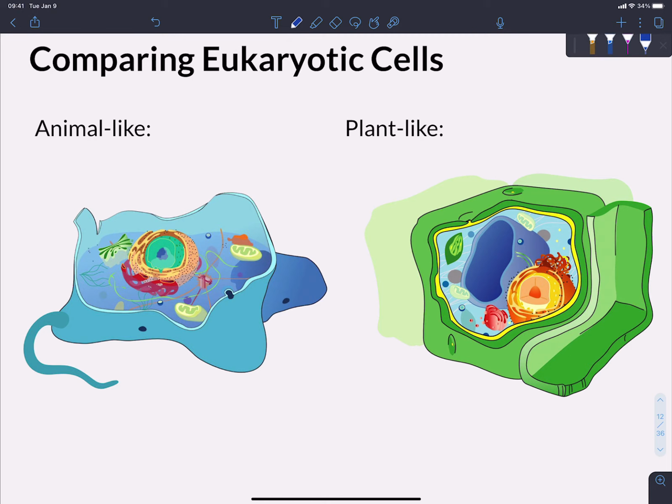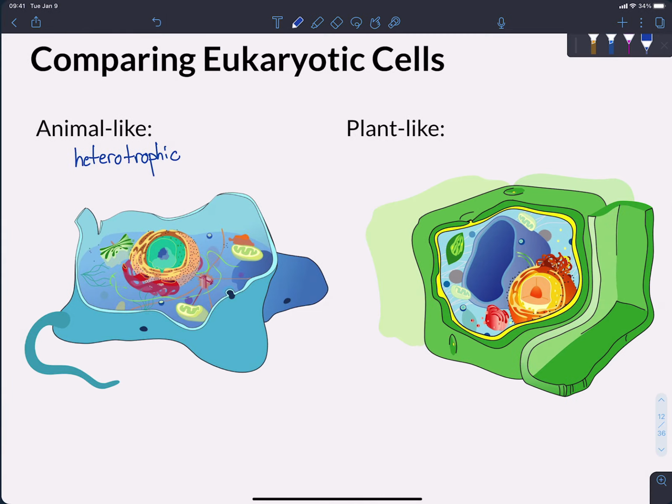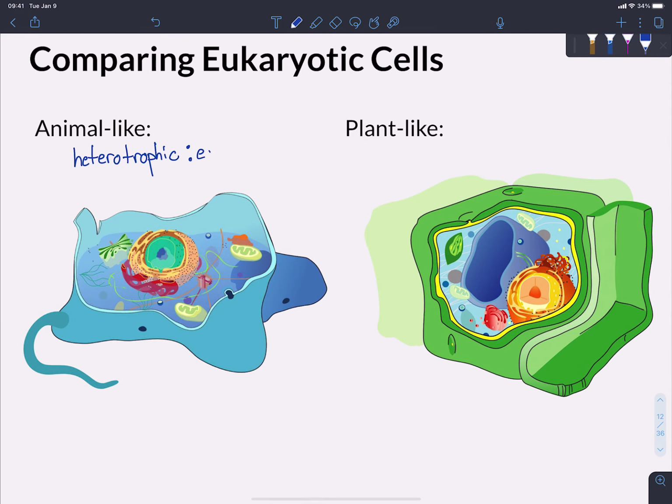Animal-like cells are really designed for what we would call heterotrophic nutrition. In other words, they're going to go out and they are going to eat other things. Hetero is a prefix that means different or other, and trophic here means feeding. So they're going to go out and eat food, yeah? They're going to eat food molecules in order to get their energy.